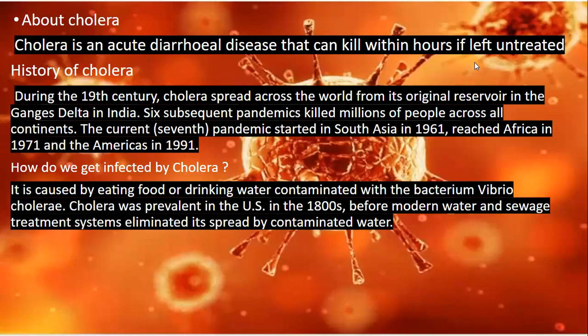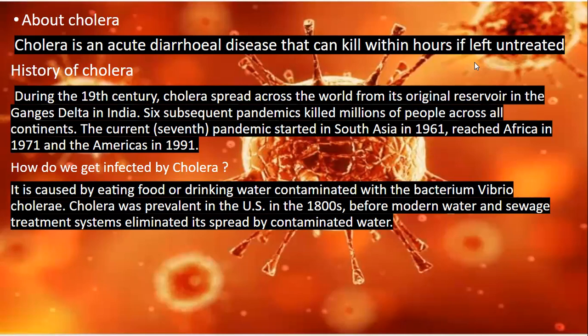So first, we have to start a bit about cholera itself. Cholera is an acute diarrheal disease that can kill within an hour if left untreated. It was first discovered in the 19th century from its original reservoir in the Ganges Delta in India. Subsequent pandemics killed millions of people across all continents. The current pandemic started in South Asia, reached Africa in 1971 and the Americas in 1991.